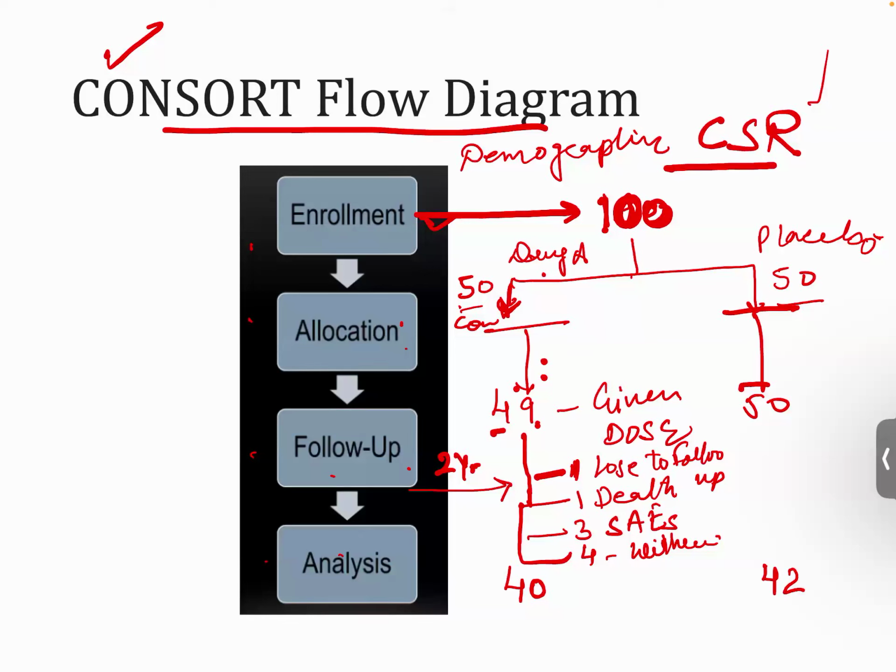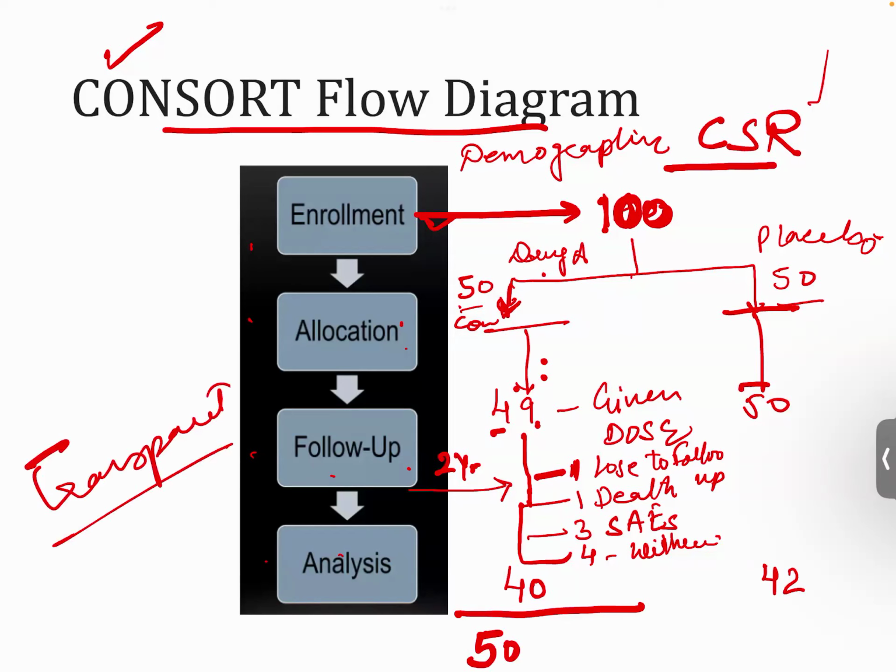So at the end, when I do the math, it should add up to 50. This is transparent. The way they have designed this table, they are saying that at the end the math should match. We know that 1 we got minus here, 49 came here, 1 loss to follow-up, 1 death, 3 adverse events, 4 withdrawals, 40 we have as the analysis population, on 40 we are doing the analysis, and 50 is the number we started with.